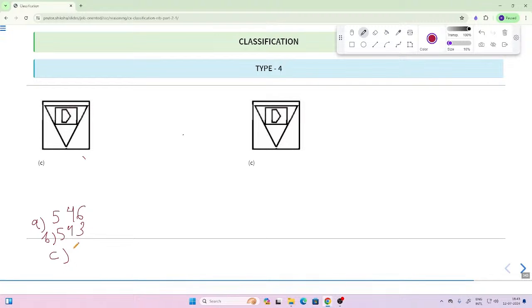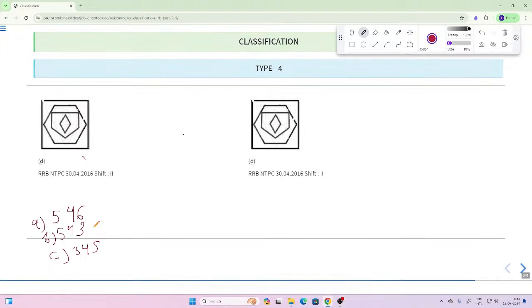C consists of a three-sided triangle inside which we have a four-sided square, inside which we have a five-sided pentagon. And finally, D. We have a six-sided shape inside which we have a five-sided pentagon inside which we have a four-sided diamond. Hence, in A, 5, 4, 6, so we have minus 1, plus 2. So in D we have 6, 5, 4.